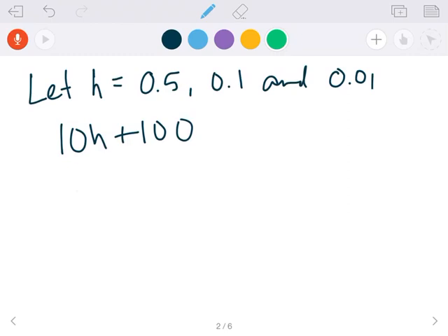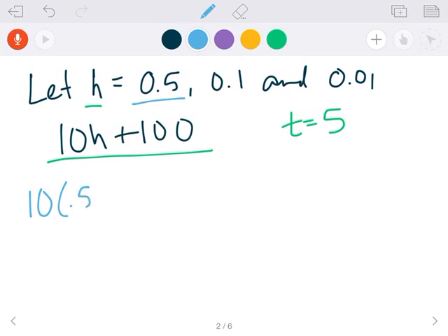Well, if we look back at the original problem, we wanted to find 3 different values when we had t equals 5, and then h equaling these different values of 0.5, 0.1, and 0.01. Instead of having to do the slope expression for all of those, we can now use this expression to calculate each. So let's start with 0.5. We're just going to plug 0.5 in for h. Half of 10 is 5. 5 plus 100 is 105. That actually looks just like the output we got when we did the slope expression.